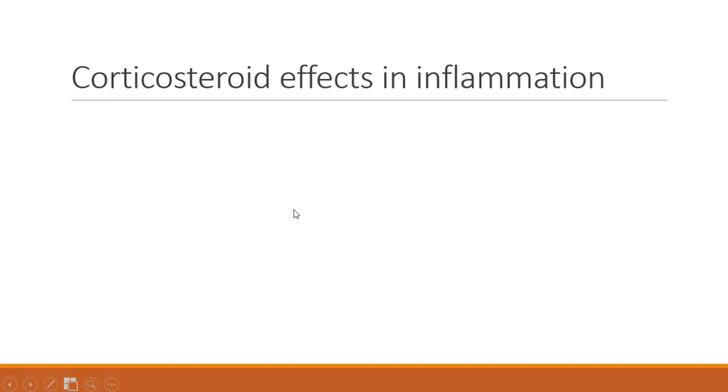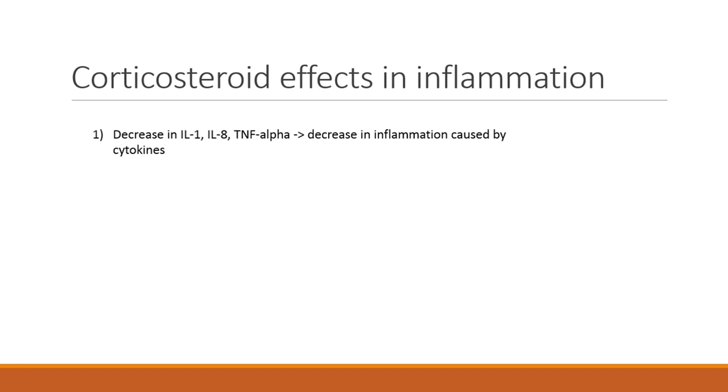If we look at the effects of glucocorticoids in inflammation, there are 5 major things that occur. We get a decrease in pro-inflammatory cytokines such as interleukin 1, 8, and tumor necrosis factor alpha.